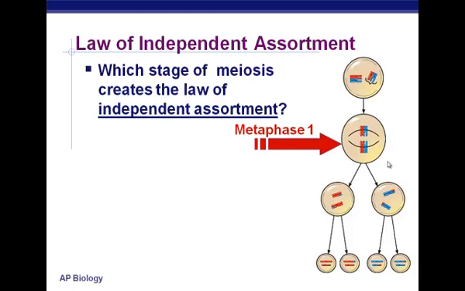So which stage of meiosis creates this independent assortment? It's going to be in metaphase 1, when it's a random chance on how those chromosomes line up across the middle. In other words, it's a random chance of which side of the tetrad is going to face which direction. So in this case, both the red ones were facing the left and both blue ones were facing the right. In a different situation, both blue ones could be facing the left and red could be facing the right.